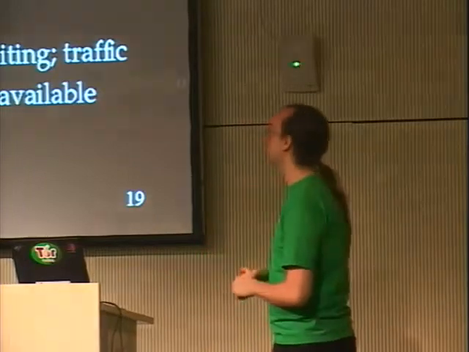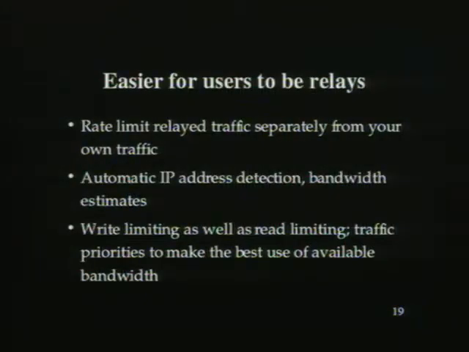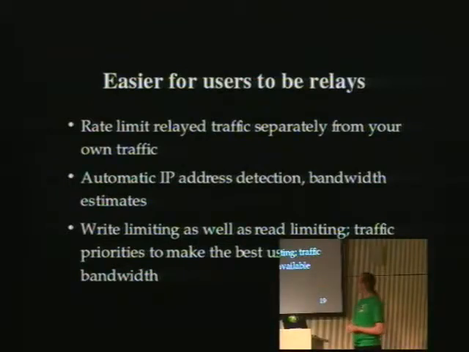It's a lot easier to be a relay and a client at the same time compared to last year. We rate limit relayed traffic separately from your own traffic. It used to be that if you said, I want to rate limit to 20 kilobytes per second, then you would not only limit other people's traffic going through you, but you would also limit your own traffic coming in to 20 kilobytes a second. And that made everybody angry, so they turned it off.